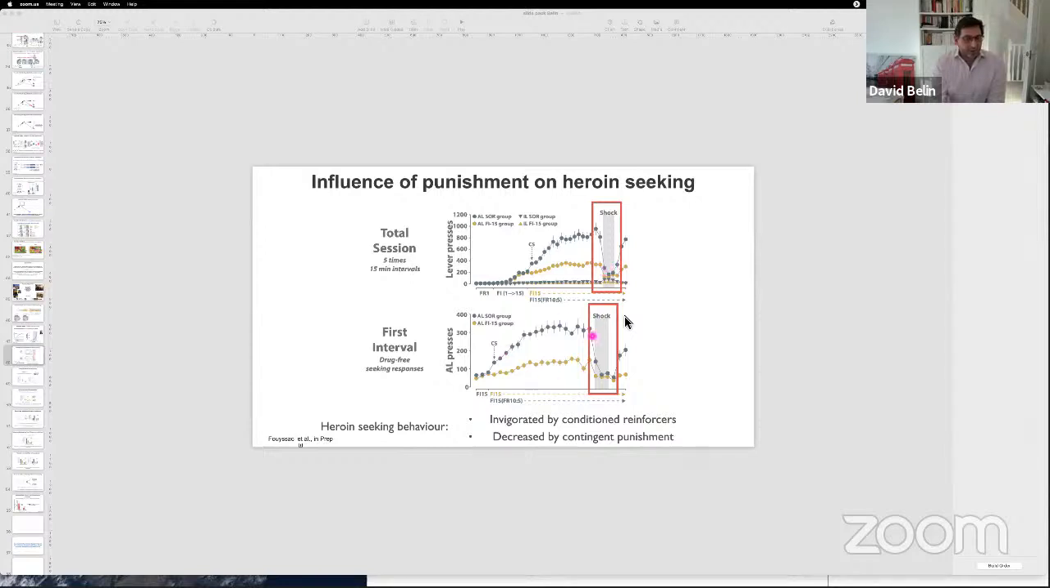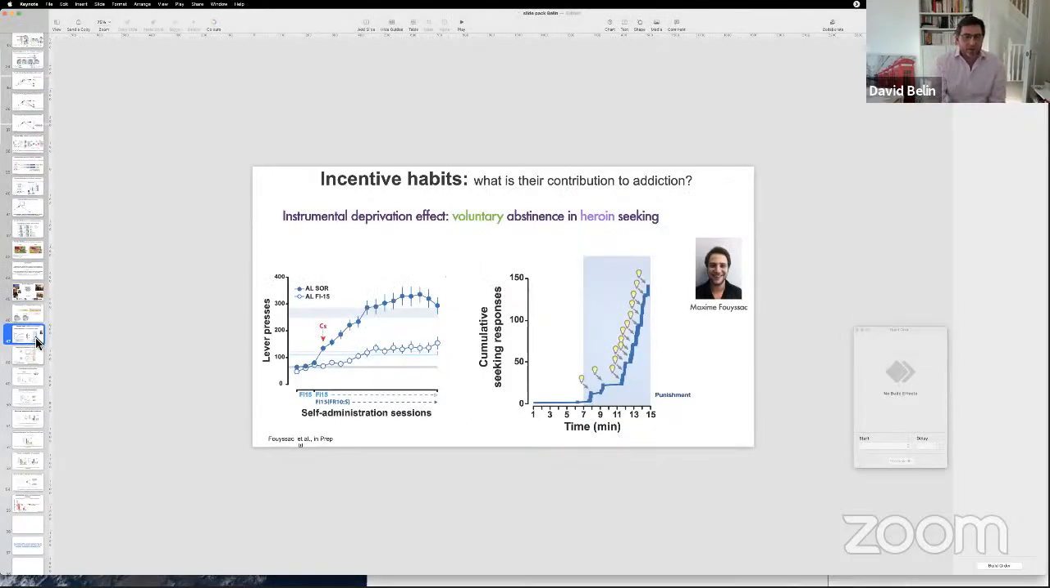If you look at the first interval, so the drug-free responses, when you stop punishing the animals, rats with a habit never recover their pre-punishment levels of responding. They do not update. Rats with an incentive habit, as soon as they stop being punished, go back up. More importantly, what Max did was to punish these animals in the last 7 minutes of these schedules, when they're very much engaged in seeking the drug.